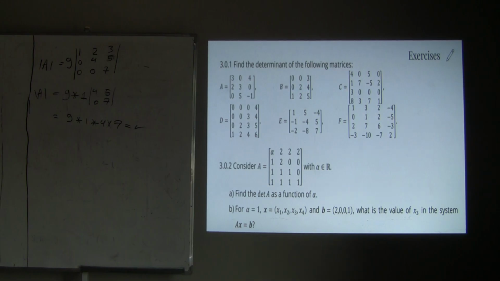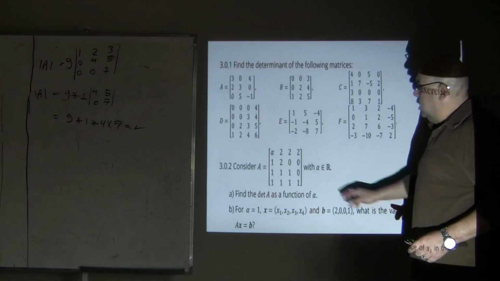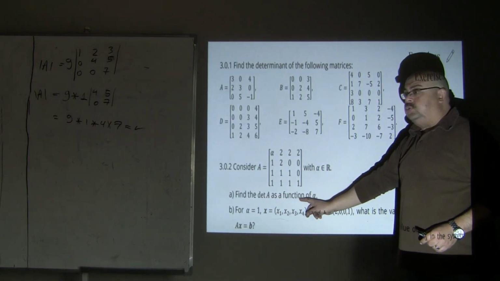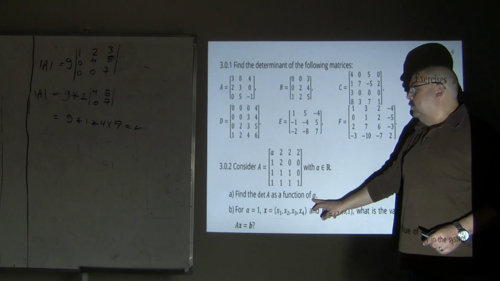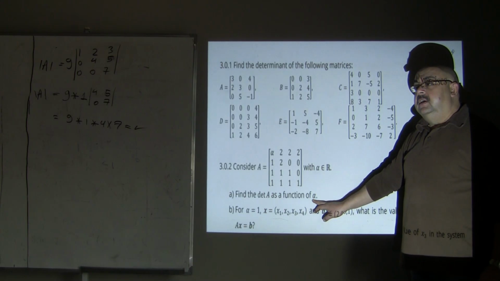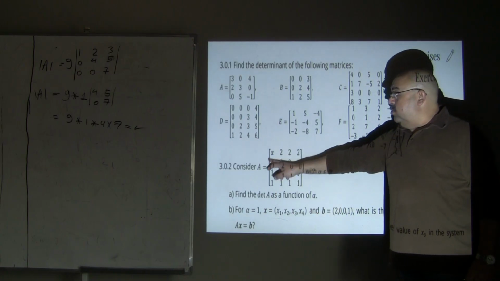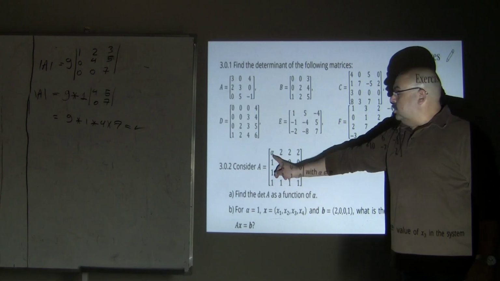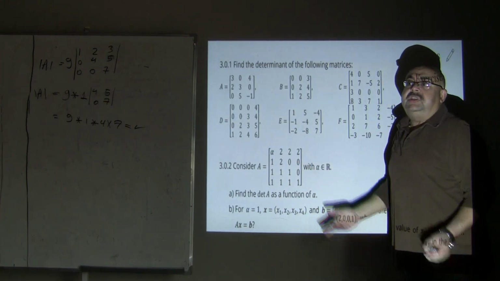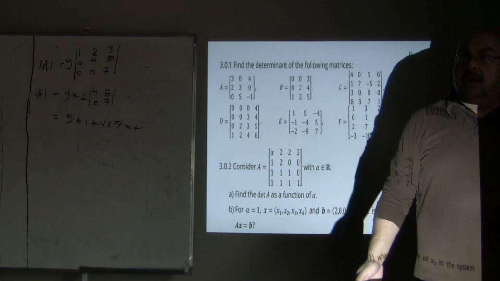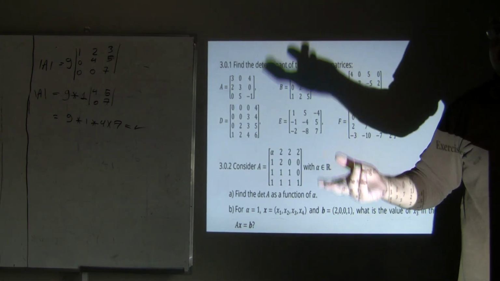This is also one of the very nice problems. He's giving you a 4x4 determinant and asking you what's the determinant of this matrix as a function of alpha. How to solve this? It says evaluate the value of this determinant as a function in alpha. Use any method, either Laplace or Sarrus' rule, or Laplace, because you have a 4x4.